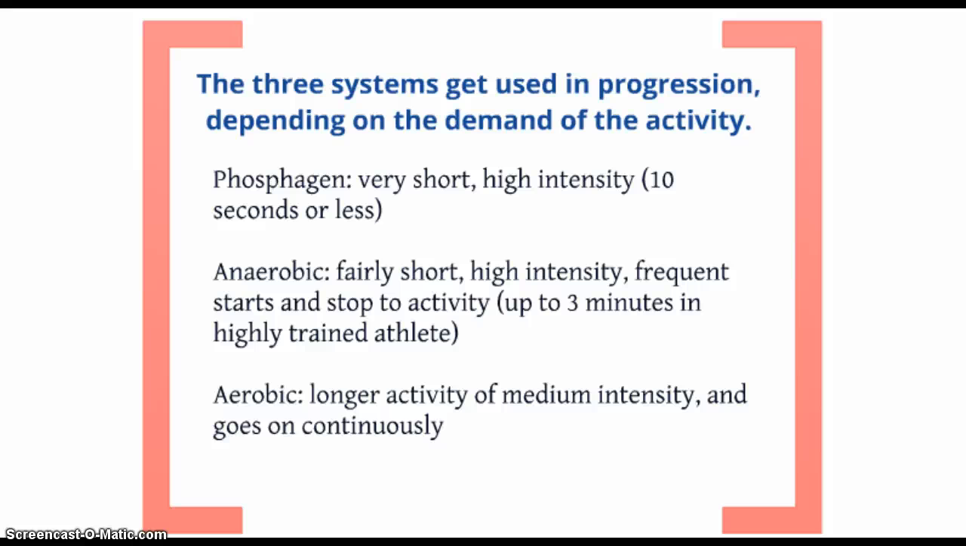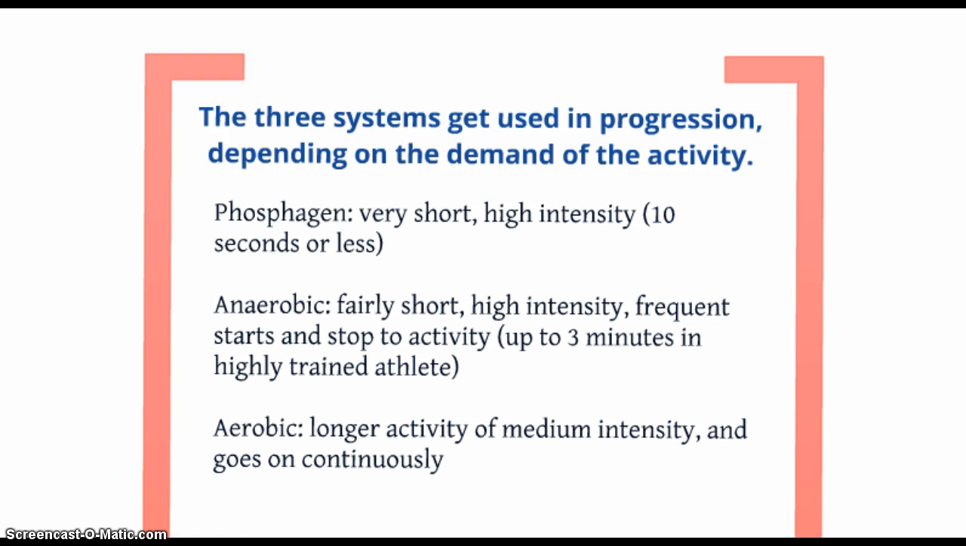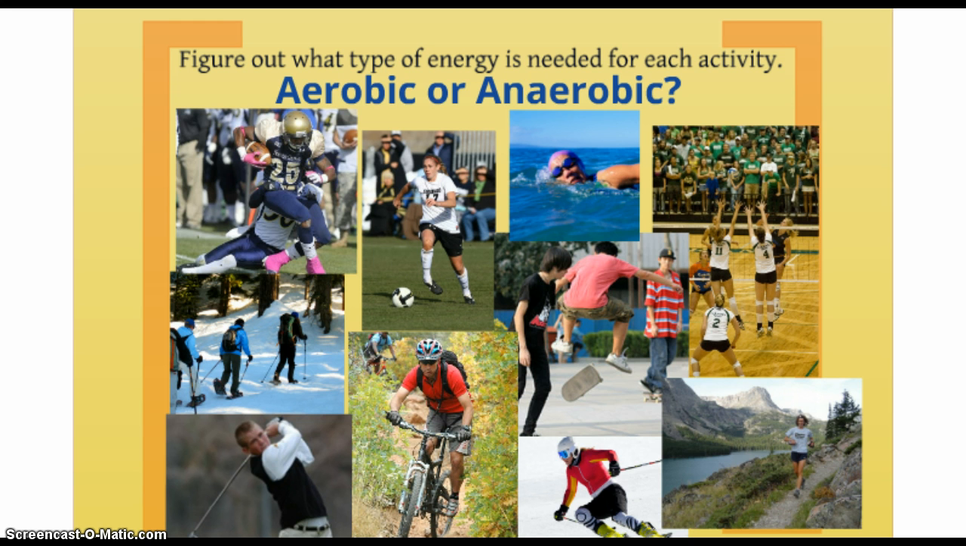So you can see the phosphagen is appropriate for something extremely short, very high intensity. And the anaerobic is also fairly short, fairly high intense, really is most common with the activities that start and stop with some rest in between. And then aerobic basically is associated with longer activities of medium intensity that keep going continuously. So when you're looking at all these different activities, we're really thinking about which ones are primarily aerobic and anaerobic.